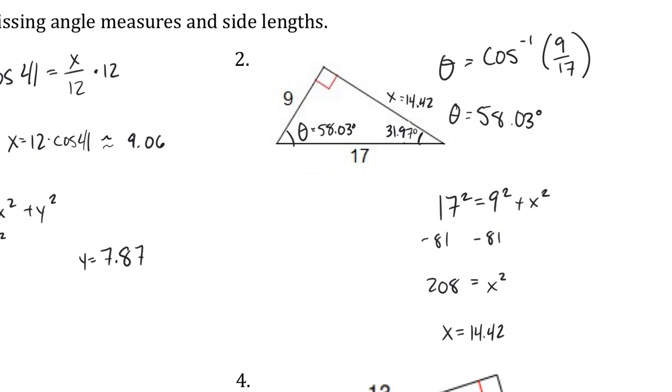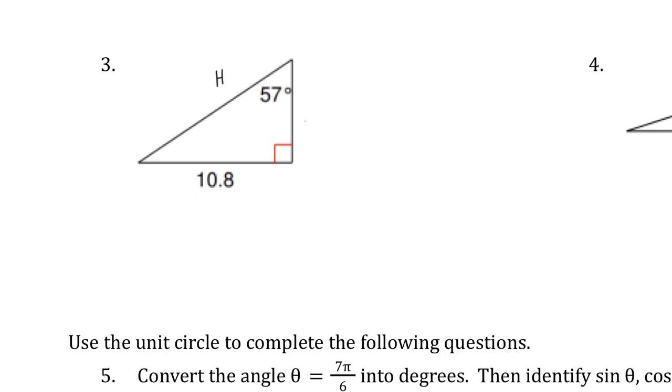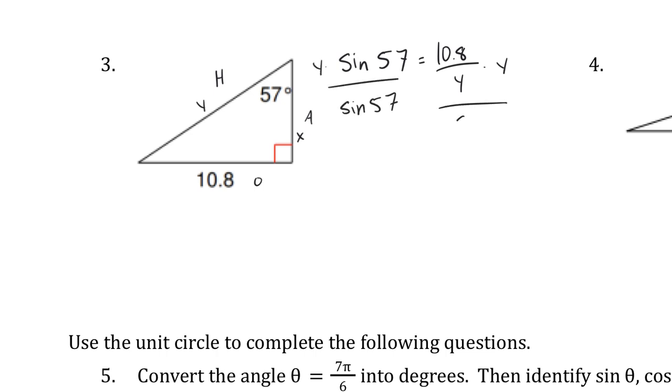Okay, great. Number three is really similar to the last one, except what we don't know is the hypotenuse, because this is the hypotenuse, this is the adjacent side, and this is the opposite side. I'm going to use sine. So sine of 57 is equal to 10.8 over y. We can multiply both sides by y and then divide both sides by sine of 57. These y's are going to cancel, these sines are going to cancel. I get y equals 10.8 over sine of 57.